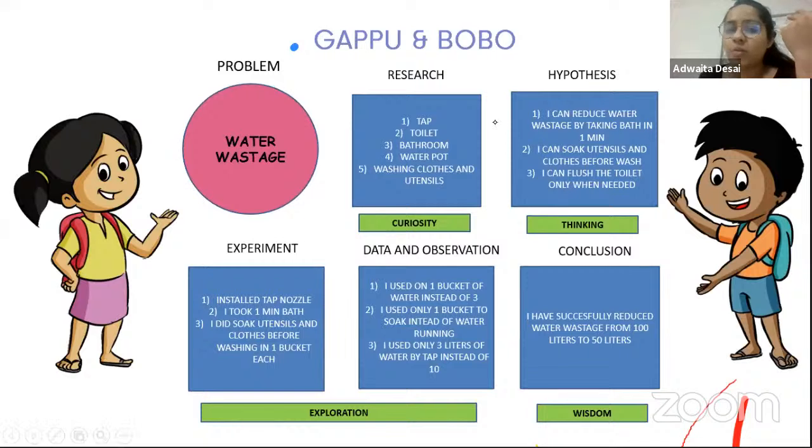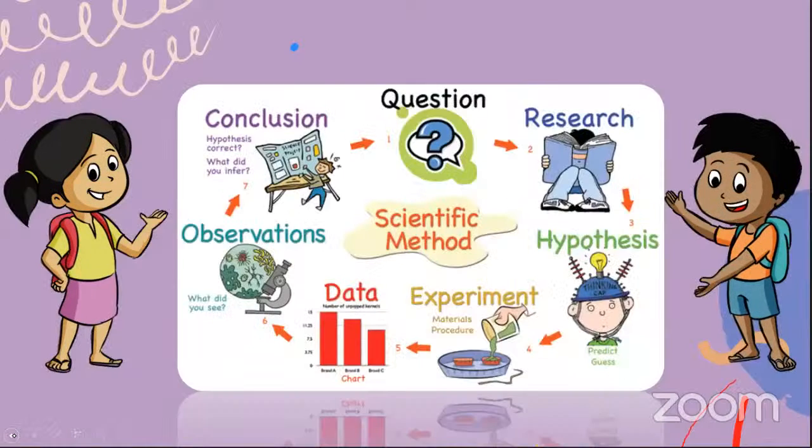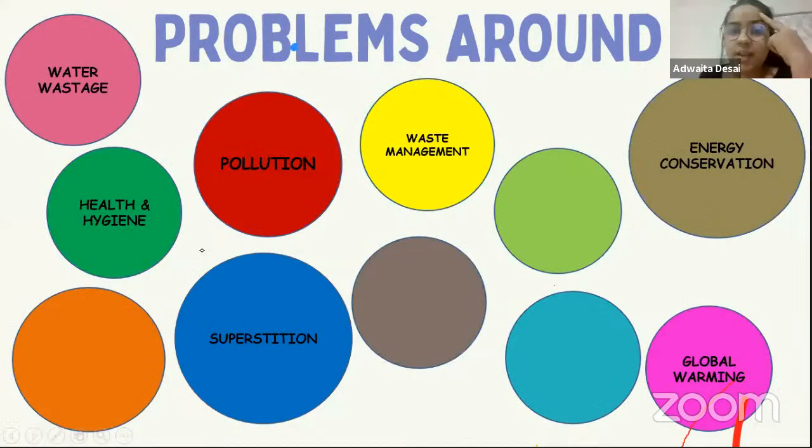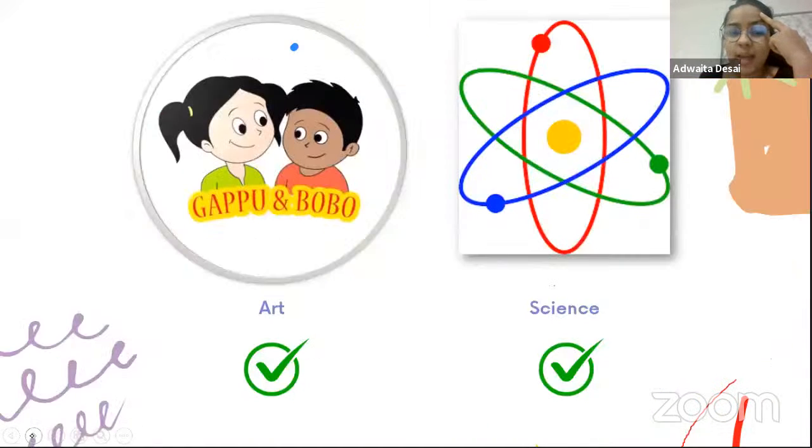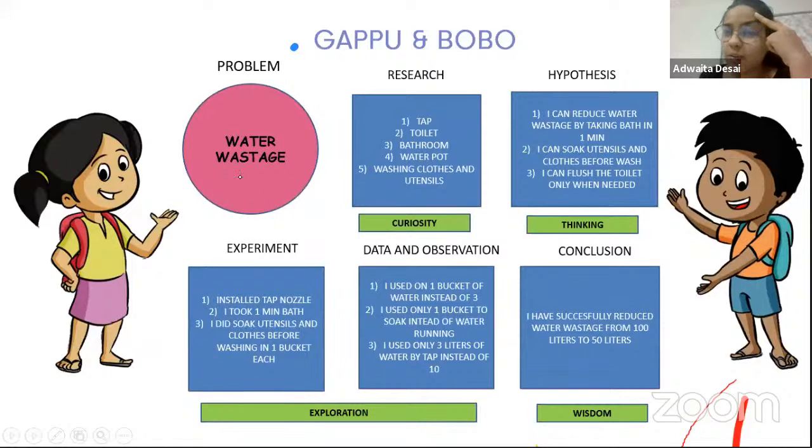Everybody has to pick one unique topic from here. Whatever is your favorite topic from here, you will take that as a topic, and then you will make a similar kind of a map. So first will be a research box, then will be hypothesis box. Hypothesis means how can I reduce the water wastage? So first I can say I can reduce water wastage by taking bath in just 1 minute.